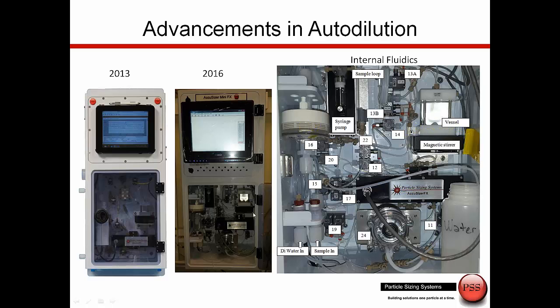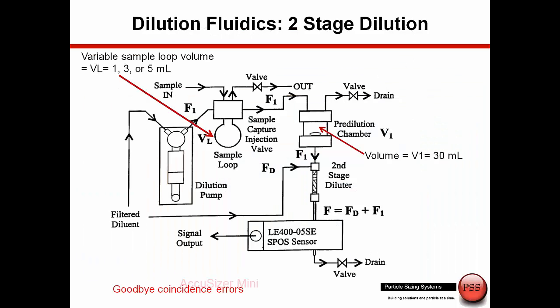So this is the advances in the fluidics to improve the performance of our point of view systems, which we call the AccuSizer Mini. This diagram shows how we do a 2-stage dilution in order to take concentrated CMP slurries and dilute it down to the optimum concentration range.